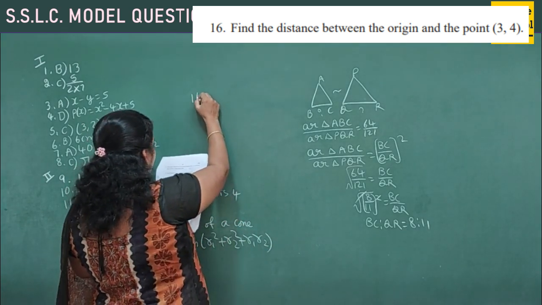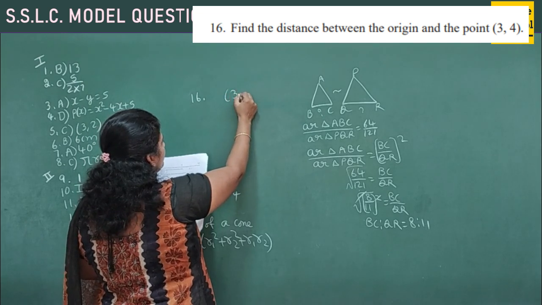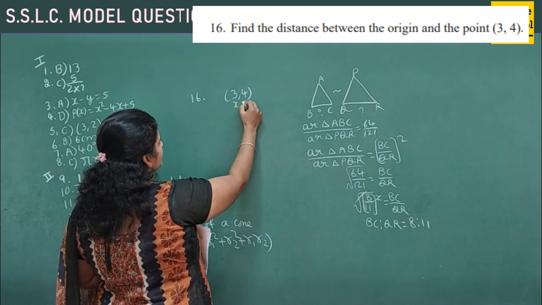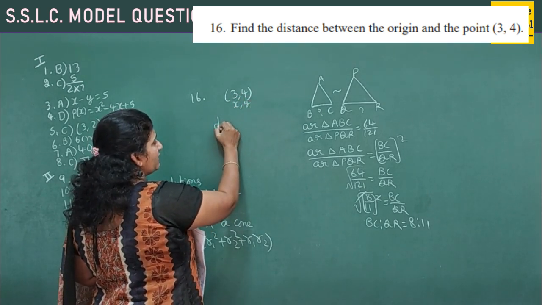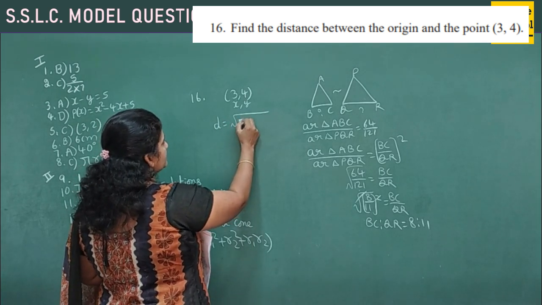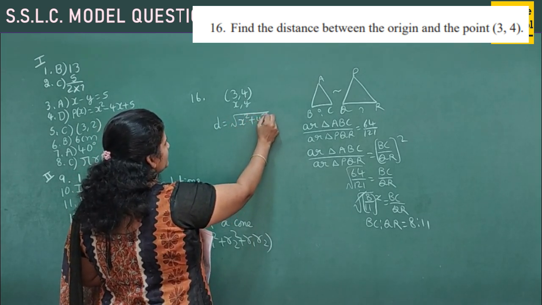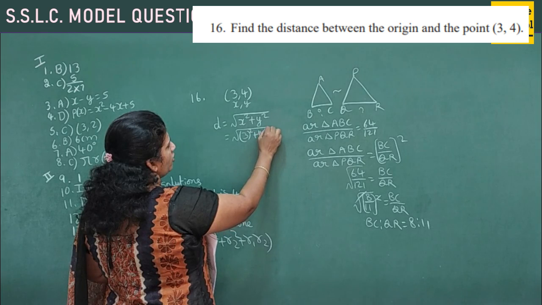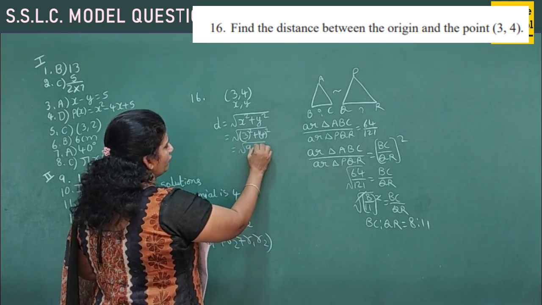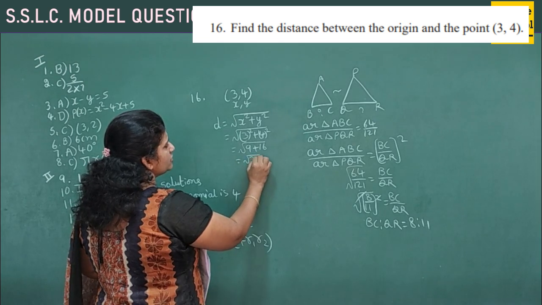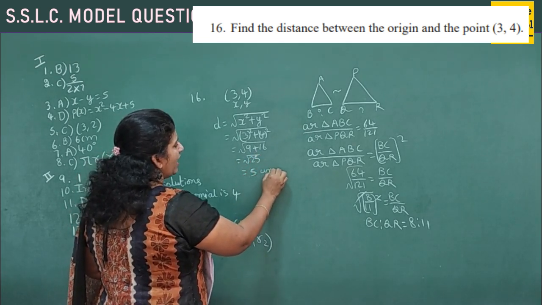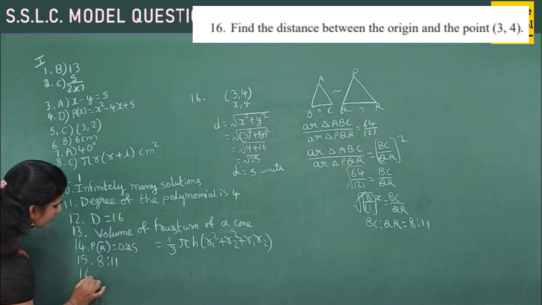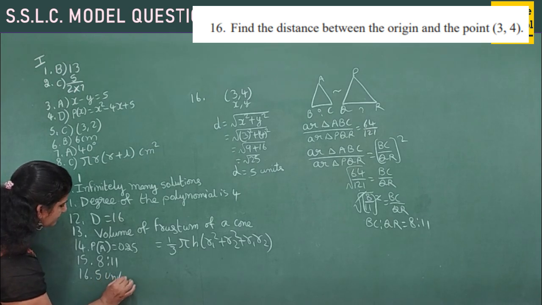Find the distance between the origin and the point 3, 4. Very simple question. Mark the coordinate as x, y. Distance between the origin formula. D is equal to square root of x square plus y square. That is 3 whole square plus 4 whole square. 3 3s are 9, 4 4s are 16. 16 plus 9 is 25. Square root of 25 is 5 units. Compulsory you need to write the answer as 5 units.